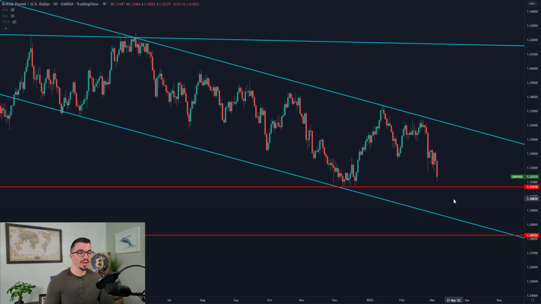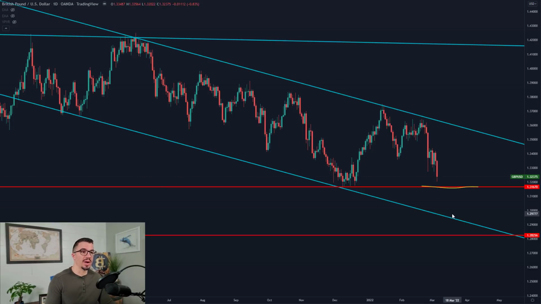For me, I'm going to go ahead and stand aside right now because the market is too close to support down here to try to short it. And at the same time, it hasn't quite tested support yet. And we also don't have any bullish price action for me to buy it. So I'm going to wait to see what happens down here at 1.316.